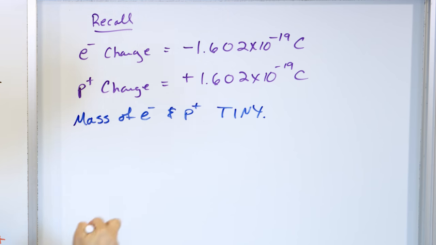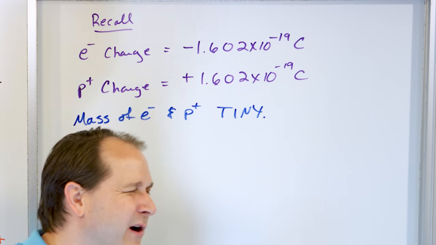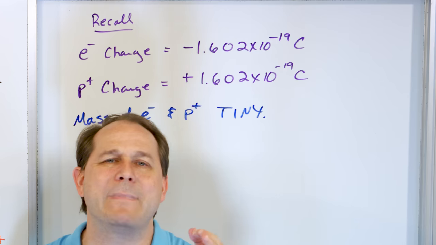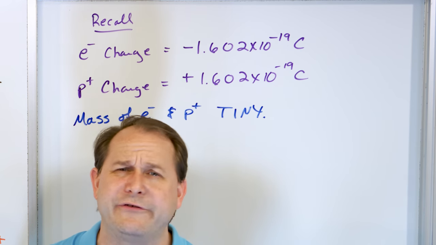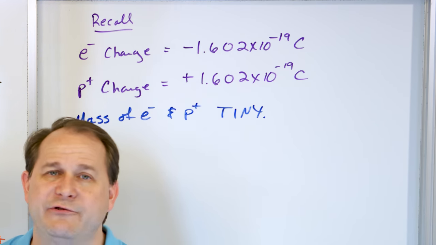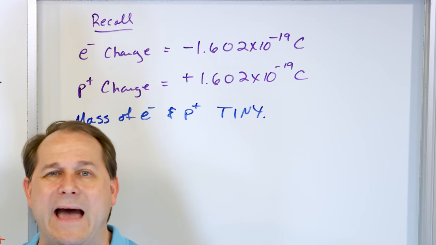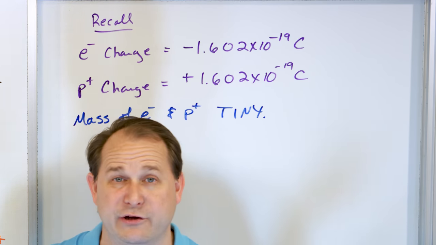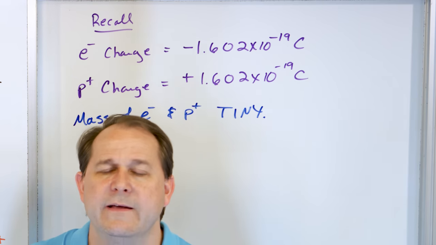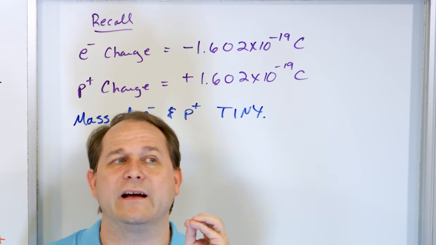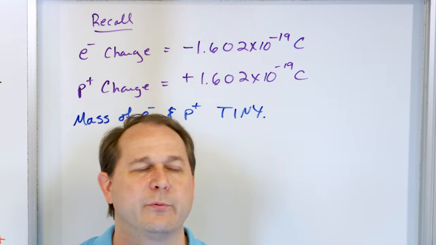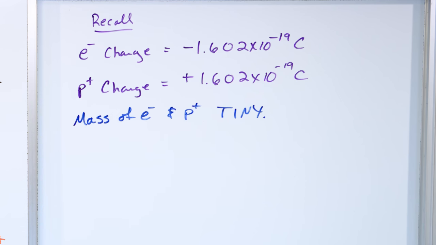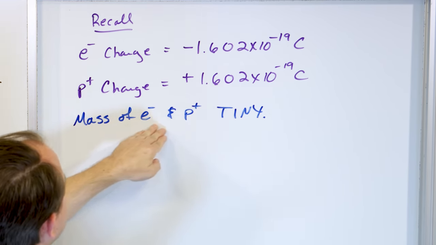So tiny, I'm not even going to write them on the board. The mass of an electron in kilograms is something like 10 to the minus 31 kilograms. They're very small numbers. So in chemistry, we don't usually use the mass of electrons and protons in grams and kilograms. We have a new unit that we use in chemistry called the atomic mass unit. That's what we're going to use to talk about the masses of these electrons and protons.